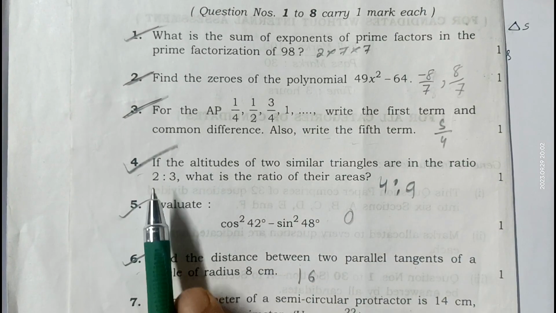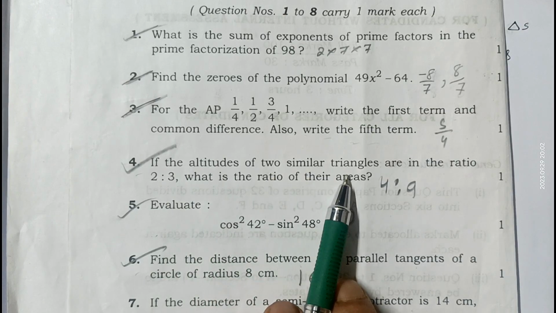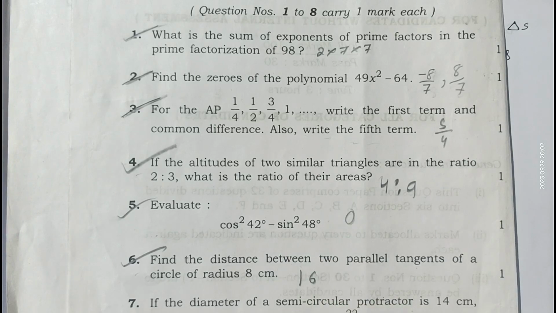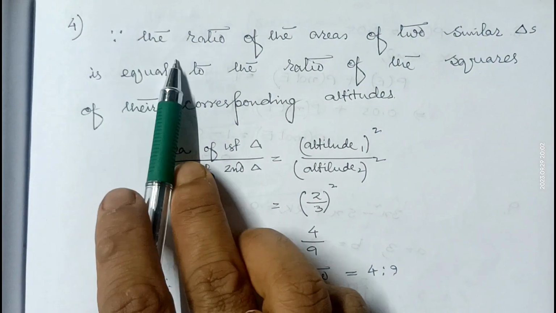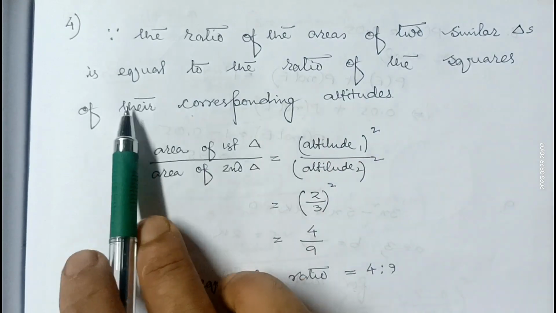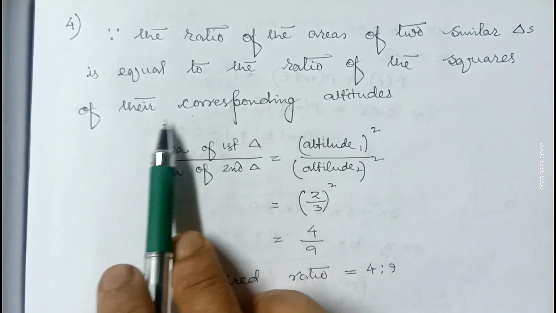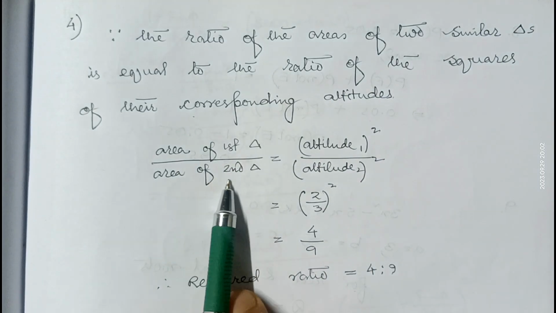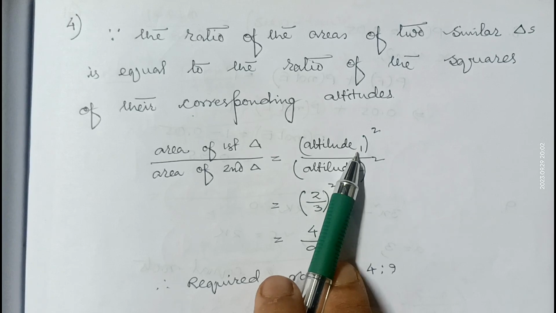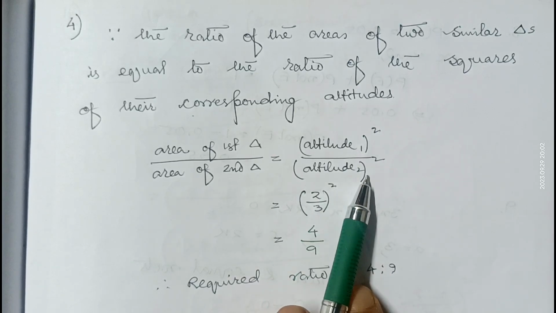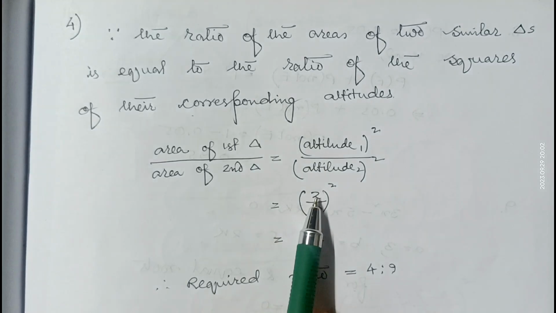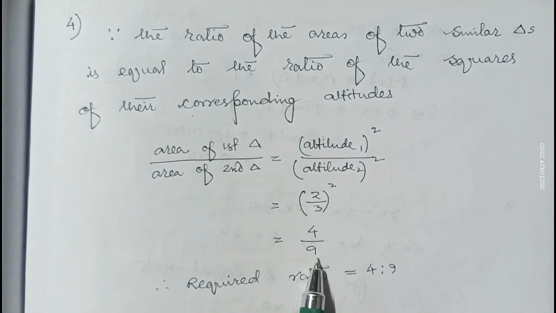In question number 4 it is given, if the altitudes of two similar triangles are in the ratio 2:3, what is the ratio of their areas? We know the ratio of the areas of two similar triangles is equal to the ratio of the squares of their corresponding altitudes. So we can write area of first triangle by area of second triangle equal to altitude of first triangle square by altitude of second triangle square. Here it is given the ratio of the altitudes is 2 by 3. So it will be 2 by 3 whole square, which will give 4 by 9. Therefore required ratio is 4:9.